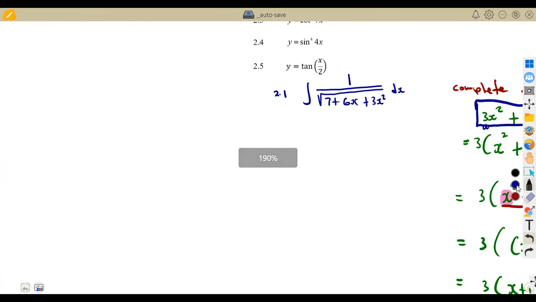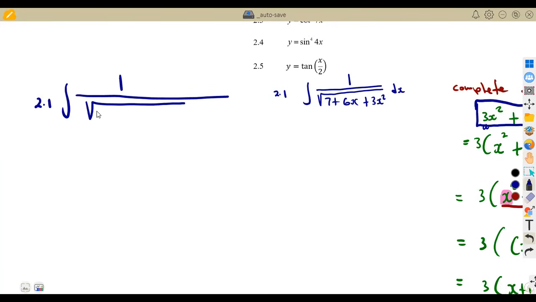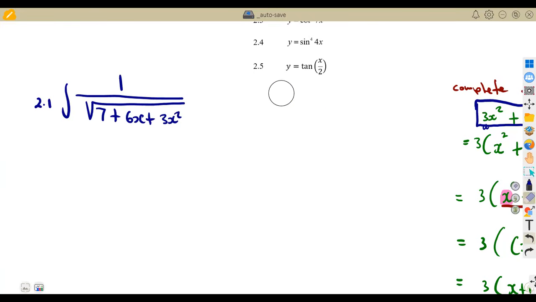I'm just going to rewrite this side here. We are supposed to integrate 1 over the square root of 7 plus 6x plus 3x squared. All right, this is our question. That is what we are supposed to integrate, this part. So how are we going to integrate this?